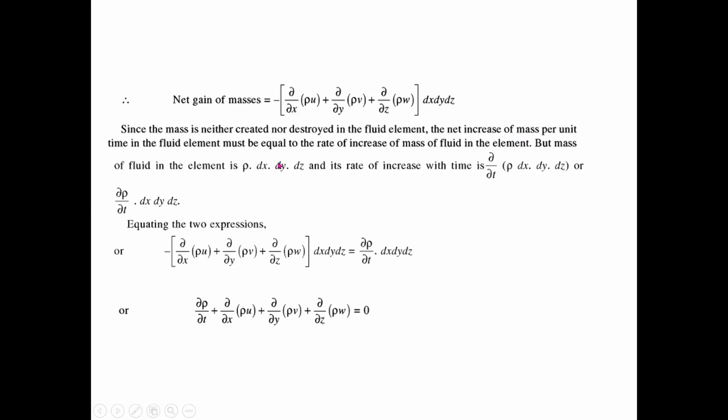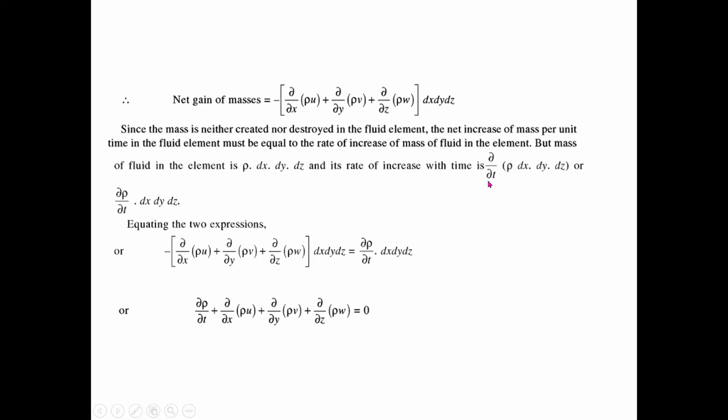Remember the formula we know already: density is equal to mass by volume. So here the volume of the fluid element is dx, dy, dz, and density is rho. So from the general equation, mass equals density into volume. So we got the mass of the fluid element as density into volume, that is density into dx, dy, dz. And we want the rate of increase with respect to time for this mass. So that is given by dou by dou t of this mass.